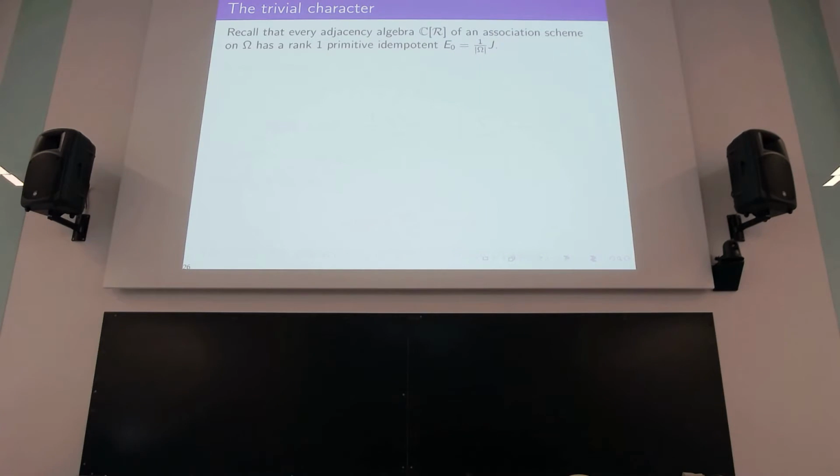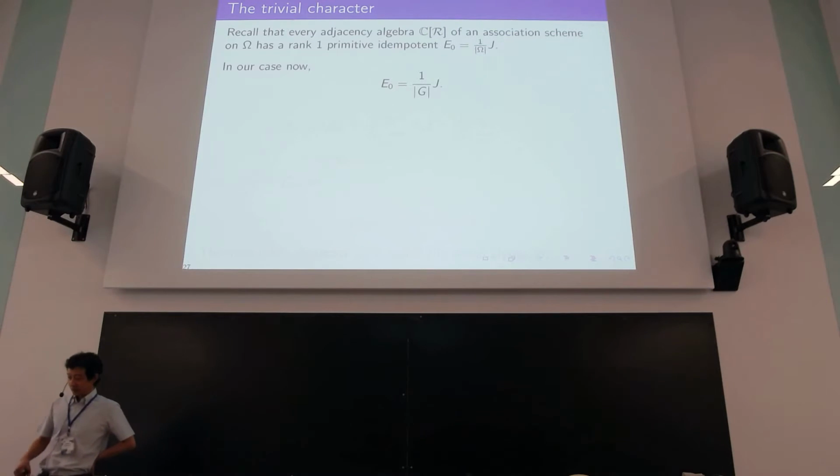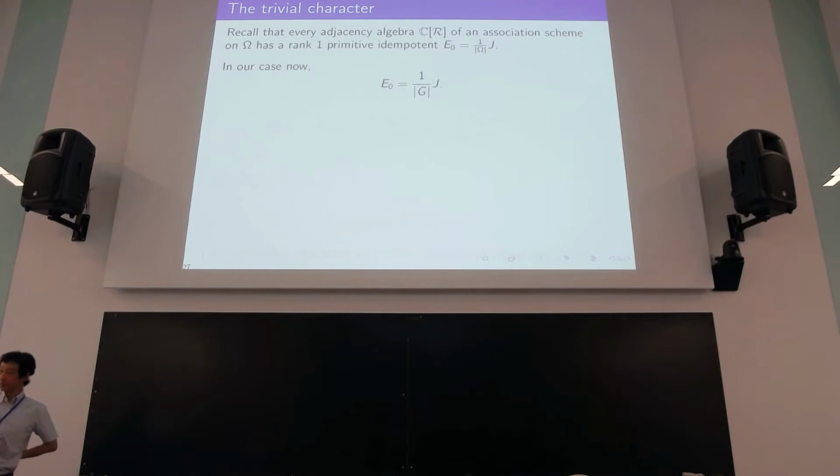Now, I mentioned that there's one particular primitive idempotent that exists in all association schemes, that is the J matrix. The J matrix has rank 1, so it is necessarily a primitive idempotent. So in our regular representation, or maybe even true for the two-sided one, the set on which the group acts is the group G itself. So this is our primitive idempotent.